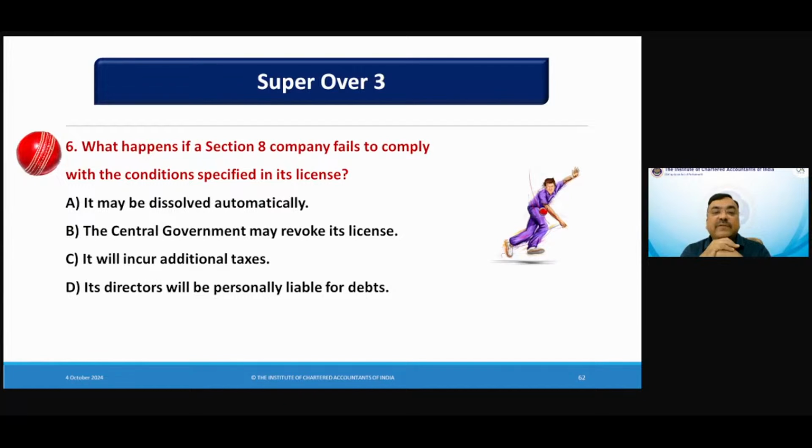What happens if a Section 8 company fails to comply with the conditions specified in its license? It may be dissolved automatically. The central government may revoke its license. It will incur additional taxes. Its director will be personally liable for debts.